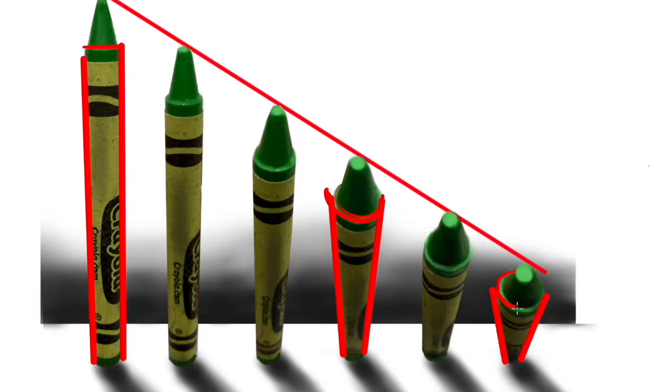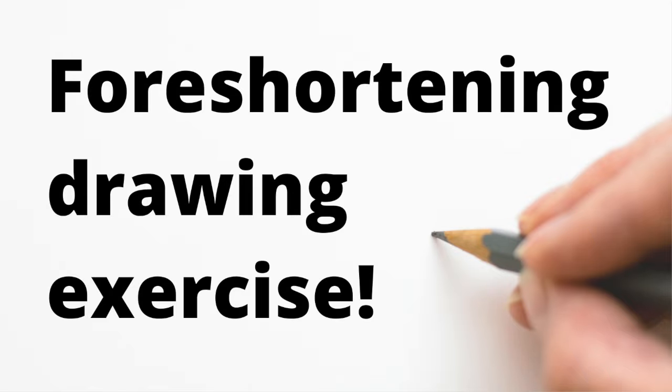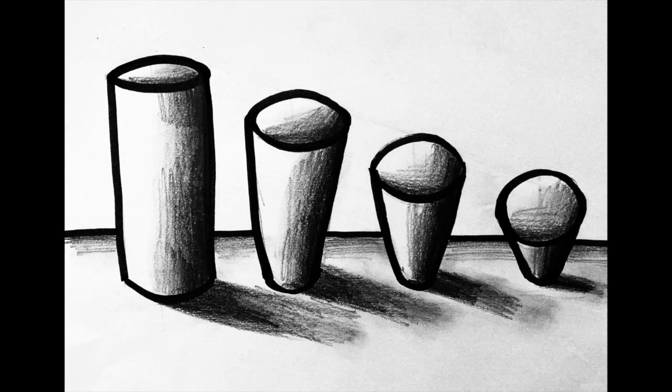Additionally, we look at the ellipse at the top of the crayon. On the left, they're fairly straight. However, as we move to the right, we see more of an arc on the ellipse. We also see more of the very top of the crayon. Let's try to draw 2 different examples of foreshortening technique. The first is going to be a drawing of 4 different cylinders angled towards the viewer at varying degrees.